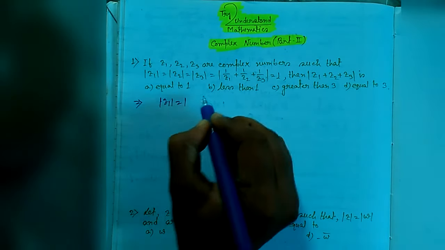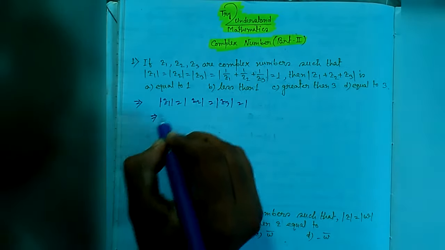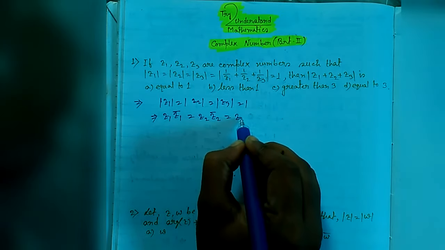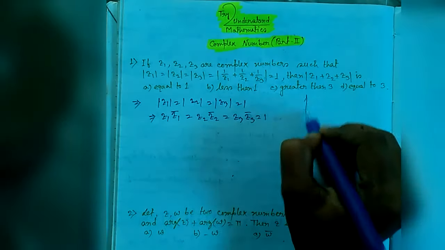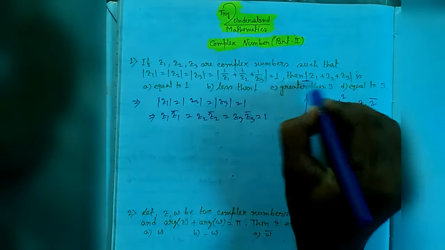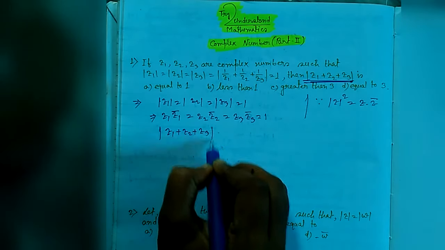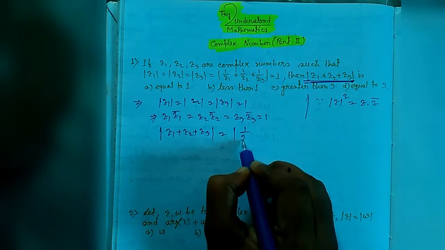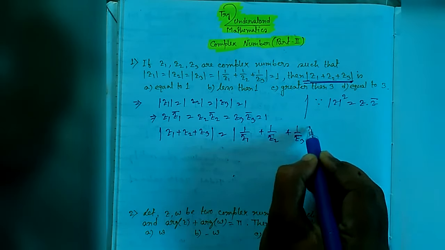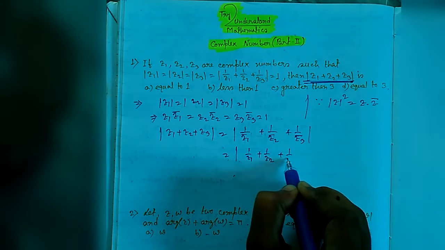Here mod z1 equals mod z2 equals mod z3, this equals 1. That means z1 into z1 bar equals z2 into z2 bar equals z3 into z3 bar equals 1, as we have the result mod z square equals z into z bar. Now our required result is to find the modulus of z1 plus z2 plus z3. So this will be modulus of 1 by z1 bar plus 1 by z2 bar plus 1 by z3 bar.